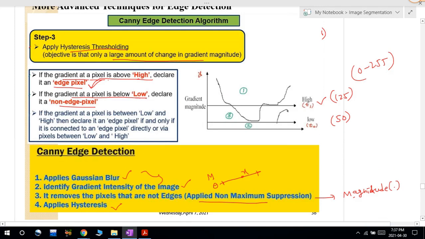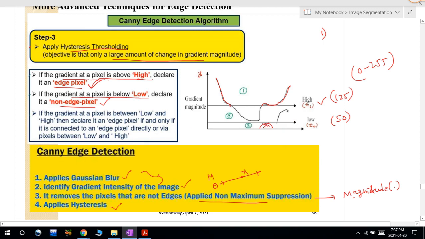But if the gradient of the pixel is below the low value, then I can consider it as a non-edge pixel. So for example, if I am taking this as my edge and it is greater than the high value, then definitely these are edge points. Definitely this will be there in the edge points. And if some points are in this direction, below that particular low value, I will discard this directly.